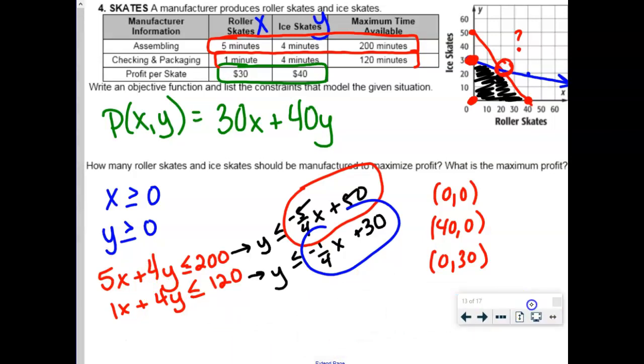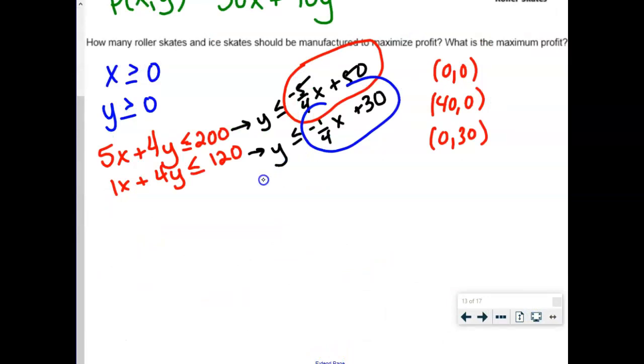So what I'm going to do is go back to my blue line, red line. I have to choose whether I want to solve this through elimination or substitution. So you guys choose for me. I don't really care. Do you want to do this one through elimination or substitution? Substitution. All right, so substitution says I would set these equal to each other. So negative 5/4 x plus 50 intersects with negative 1/4 x plus 30.